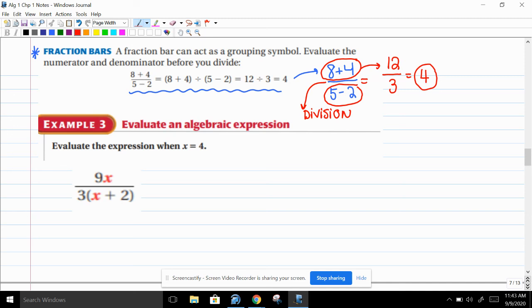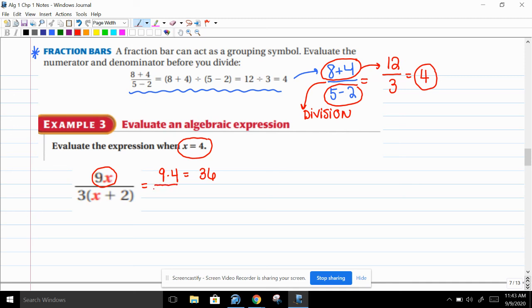All right, this last example here, example number 3: evaluate the expression when x is equal to 4. So I'm going to have to substitute this 4 for x. So in the expression on top I have 9x. That means multiply. So on top I got 9 times 4, which I can simplify to make 36.